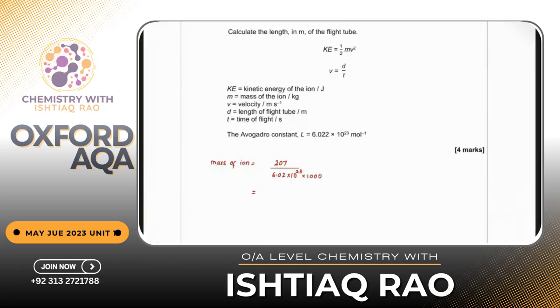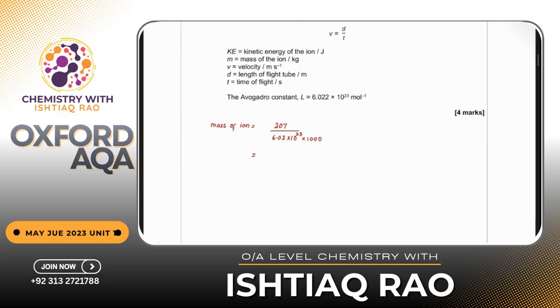So what's the answer for the mass of ion? The calculation is 207 over 6.02 times 10 to the power 23 into 1000. So what's the answer? 3.44 times 10 to the power minus 19 kg, kilograms.